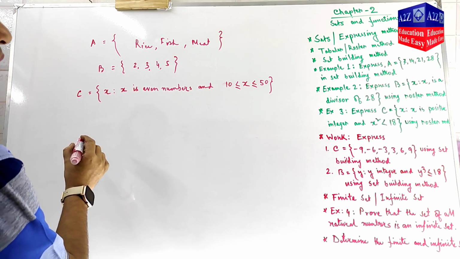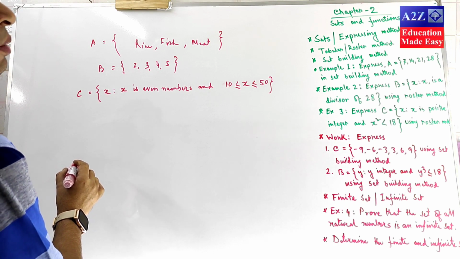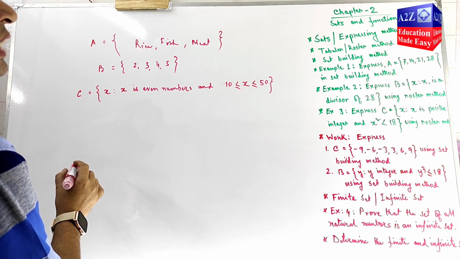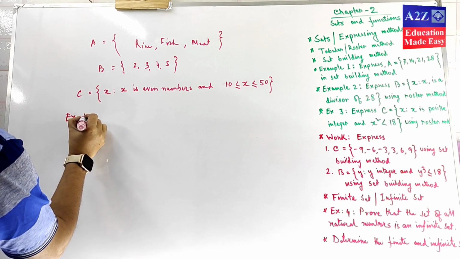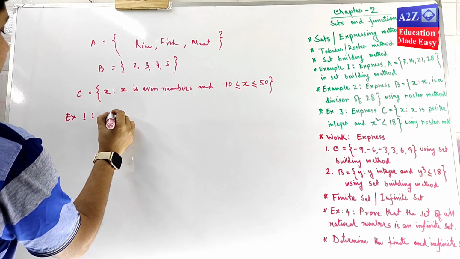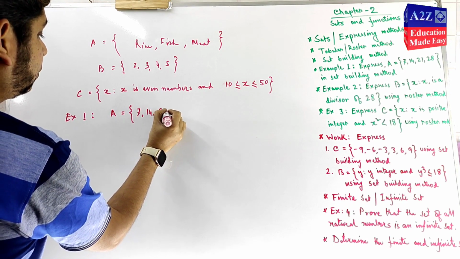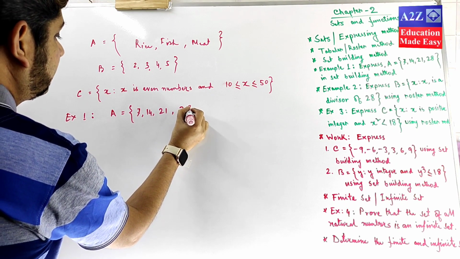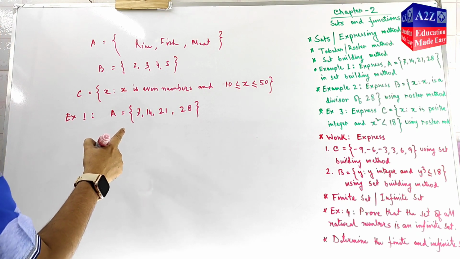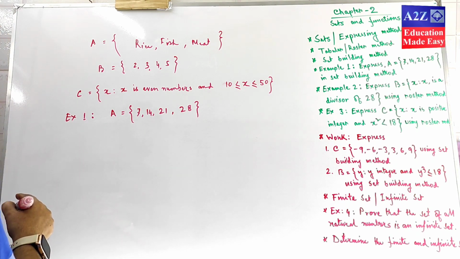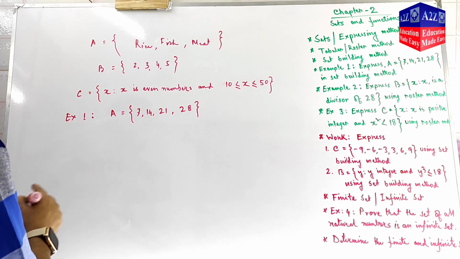First of all, example 1: express A equals 7, 14, 21, 28 in set builder method. A set is given, set A is given as 7, 14, 21, 28. This is given in roster or tabular method. You have to convert this into set builder method, because in the question it is given that you have to express this set in set builder method.